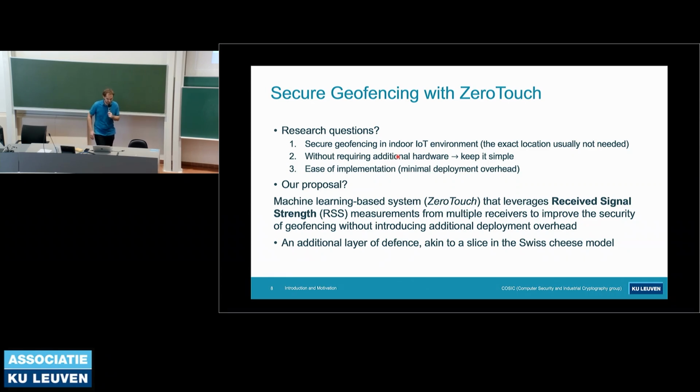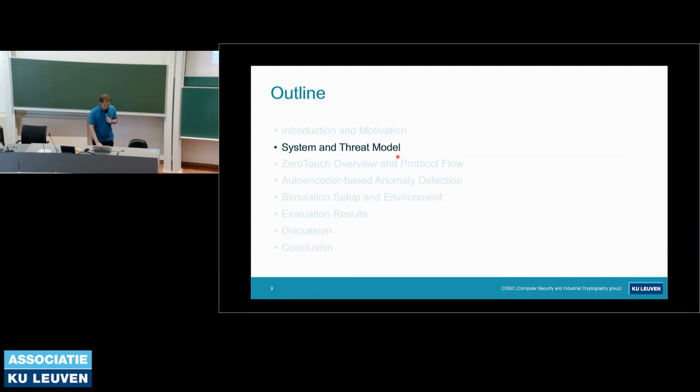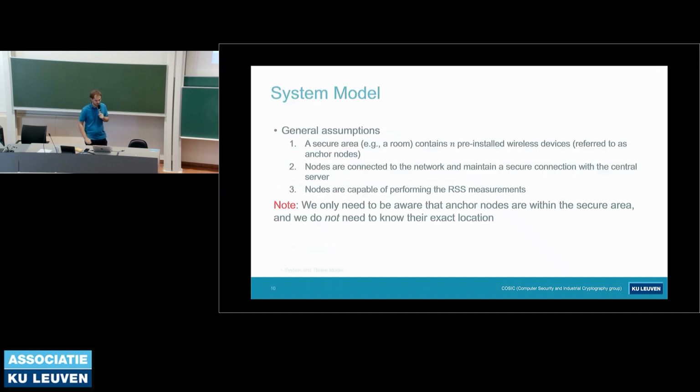We propose a machine learning-based approach that leverages just the received signal strength. So something very simple that any IoT device can measure, and based on multiple receivers, we try to improve the security of geofencing. And we look at this as an additional layer of defense, similar to the Swiss cheese model, if you've heard of it. So, what is our system and threat model?